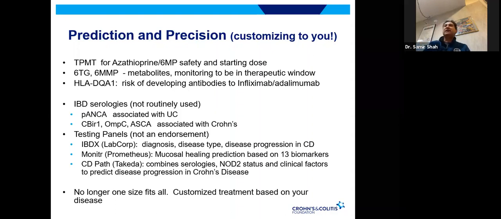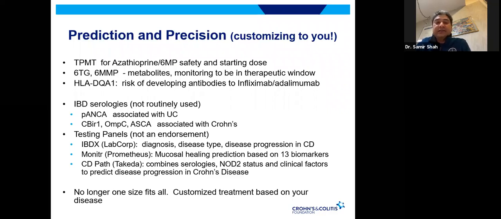In fact, there are several commercially available testing panels, and I'm not endorsing any of these, I'm just letting you know about them. They might help a patient and a clinician figure out whether the disease is more aggressive or not when other signs aren't there, or they just want more information. There's IBDX from LabCorp, which looks at the diagnosis, disease type, and disease progression. There's Monitor, made by Prometheus, which looks at 13 biomarkers and has reasonable prediction of mucosal healing, a non-invasive way to look at mucosal healing.